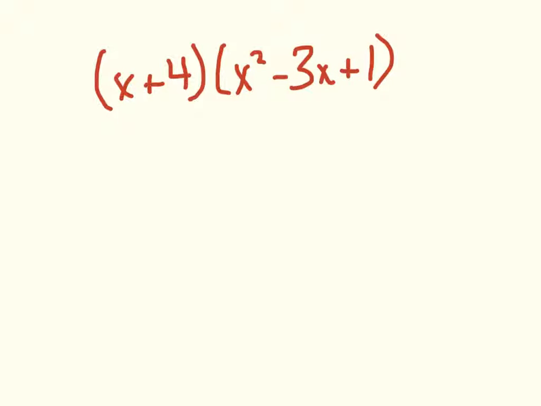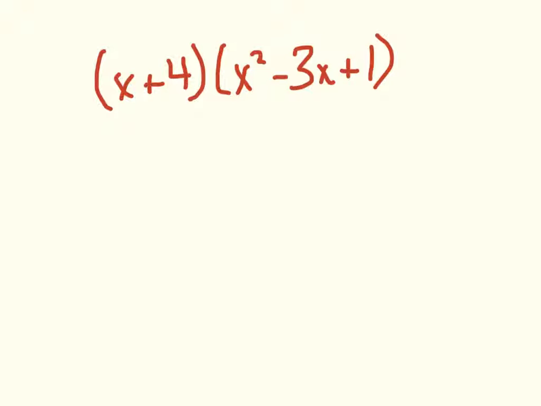This is Unit 7, Day 5. We're multiplying polynomials. So as you can see, this is a little different from multiplying binomials because one of our problems has three terms, x squared minus 3x plus 1. So we need to approach this a little differently than when we multiply two binomials together.